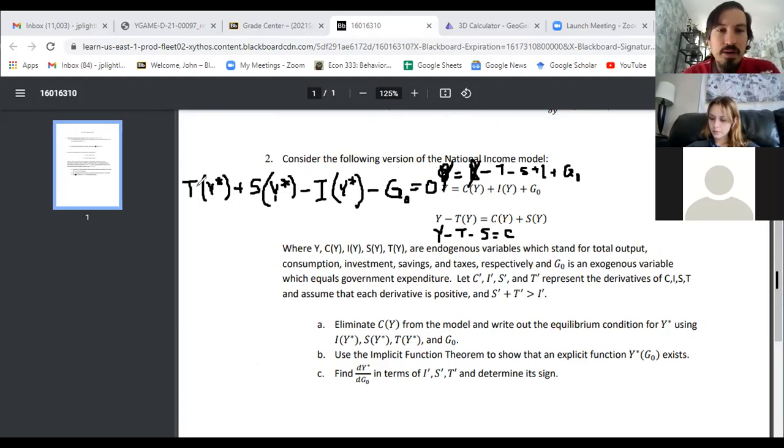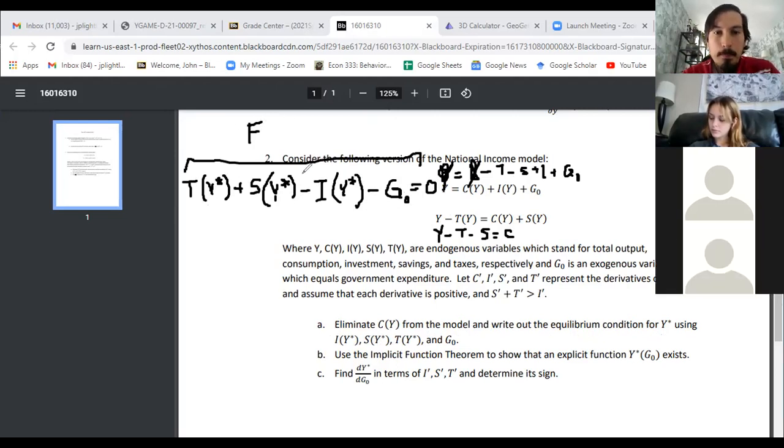Okay, so I think that's an answer for part A. If you had this same equation but rearranged somehow, like maybe negatives on everything, that's fine too. You could have this equation rearranged in some way, as long as it has these 4 variables with this relationship. I would count that as correct for part A. Okay, for part B, use the IFT to show an explicit function y star of g0 exists. Well, this whole thing is f, right?